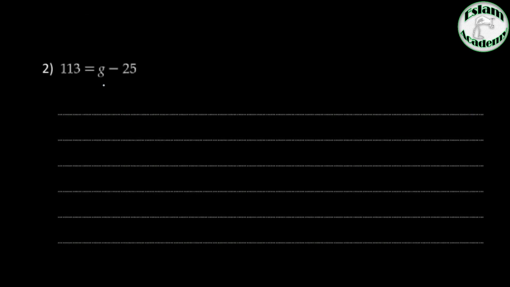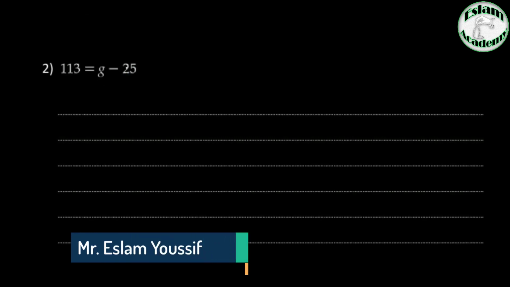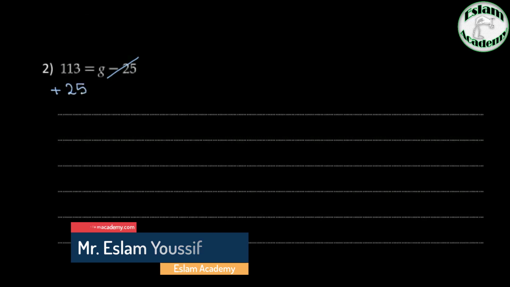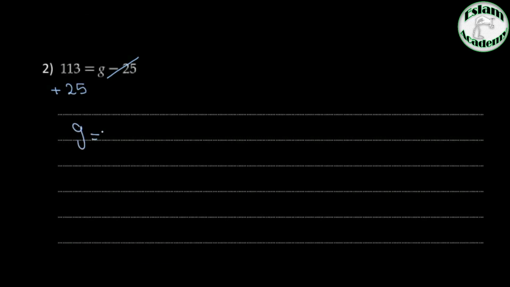Number 2. 113 equals G minus 25. We need to solve for the variable. It means we need to remove the operation beside the variable. The operation that we have is minus, so to solve we use the inverse operation, which is plus. So by adding 25, G is equal to 138.